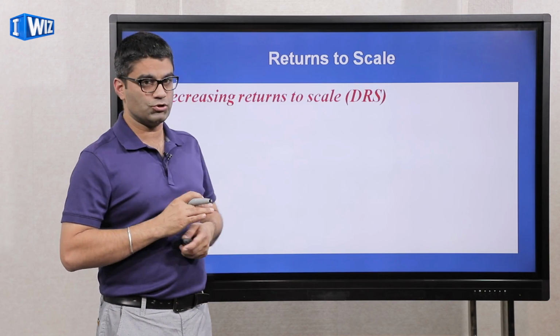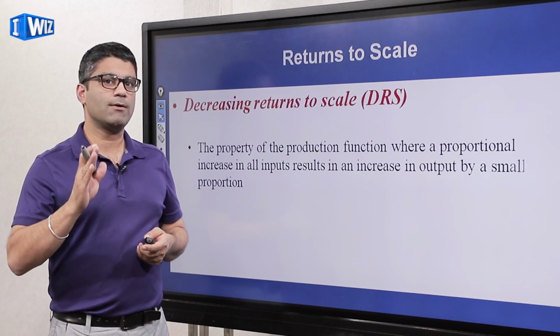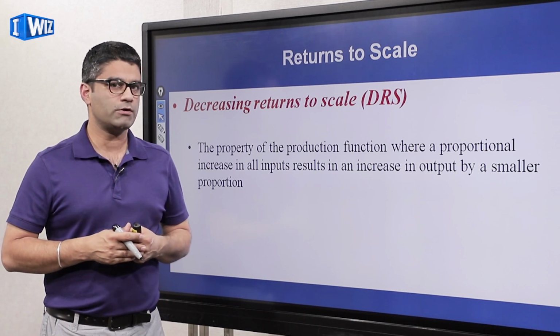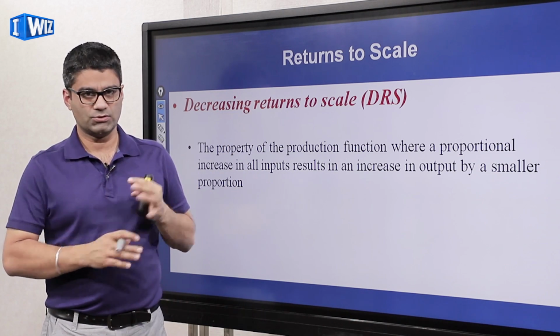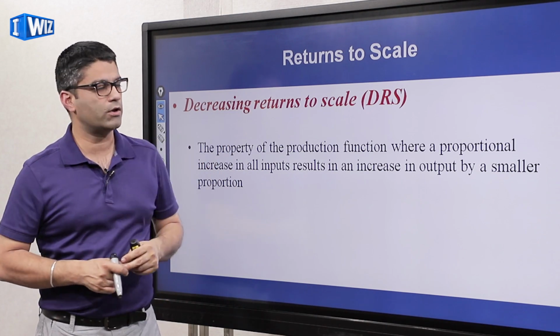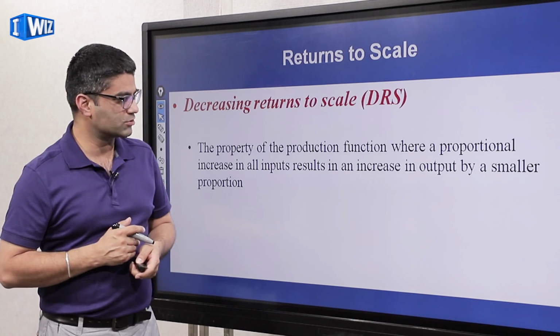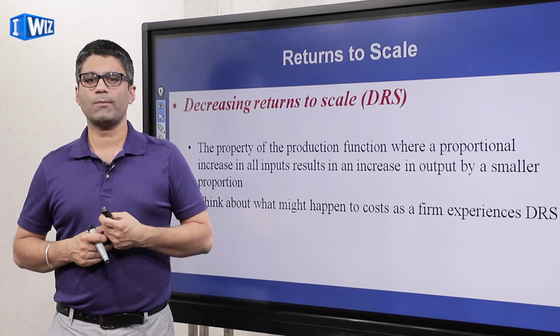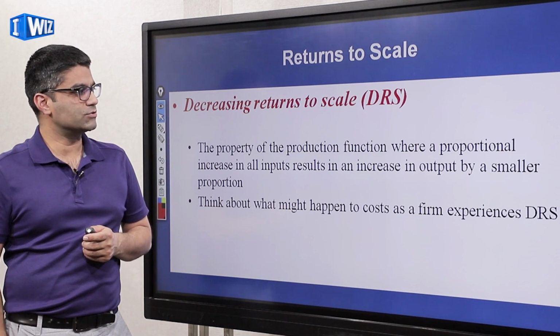The last thing is what you don't want if you're running a business, which is decreasing returns to scale. What we mean by that is that if you increase all your inputs by the same percent, your output increases by a smaller percent. Obviously there's something wrong with the way you're running a business if you are subject to decreasing returns to scale. And again, think about what might happen to your costs if your firm is subject to decreasing returns to scale.